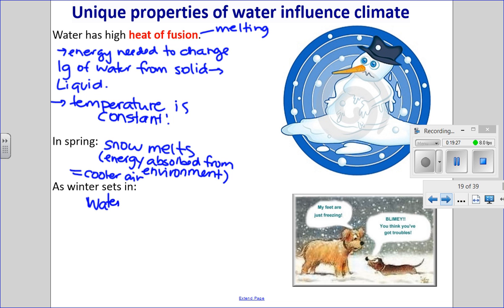In winter, water freezes, which means it releases energy to the environment. So if you live close to a large body of water, like a big lake or a river, or if you were to live close to an ocean, as winter sets in, water will start freezing, and it takes a lot for water to freeze. It takes a lot to heat it up, which means it takes a lot to cool it down. So as the air around the water is getting cooler, the water will start freezing, but it will release energy as it does that.